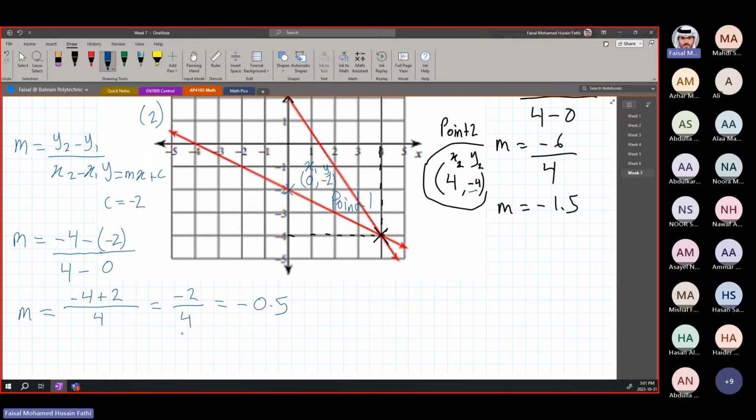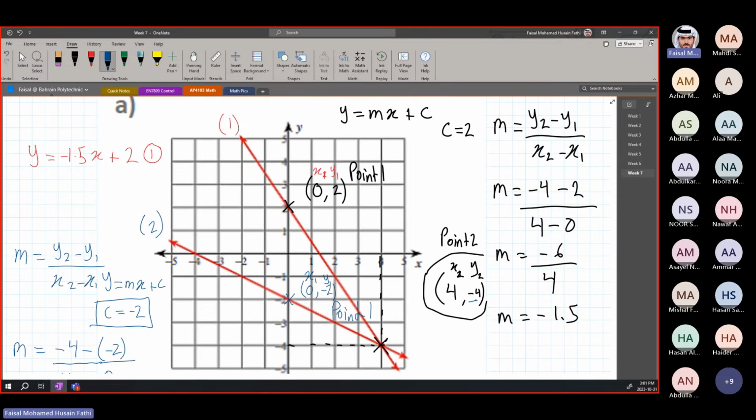Okay, so we found our C, we found our M. Now we could just put them back into equation 2, into the equation of a line, which is y is equal to mx plus c. M is minus 0.5, which we found, x plus c, which is plus minus 2, which we can just write as minus 2. So y is equal to minus 0.5x minus 2.